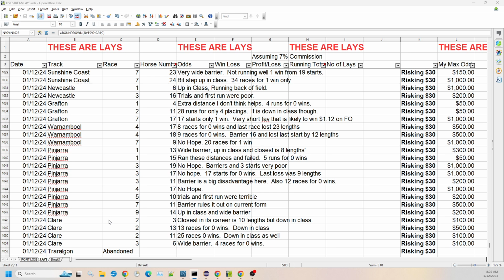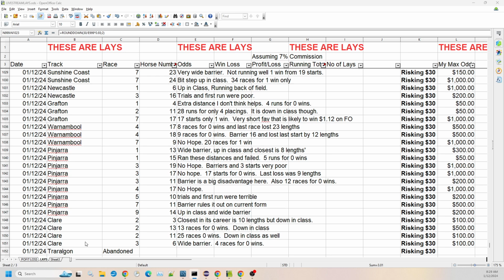Number 11 has had 25 races for 0 wins. Again, it's down in class. I'm willing to go up to $100. And number 13 has 13 races for 0 wins. And it's dropping in class as well, so I'm willing to go to $500 on that one. It's the worst out of those 3. Then we go to Clare Race 3, number 6. It's in a wide barrier. It's had 4 races for 0 wins. I don't see how it wins from this barrier in this race. So I'm willing to go up to $100.